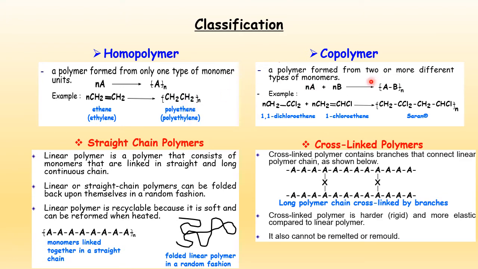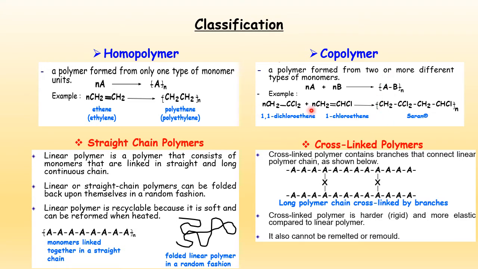Okay, copolymer is a polymer formed from two or more different types of monomer. For example, here there are compound A and compound B. When they join together, it will form the polymer AB. So we can use the example of 1,1-dichloroethene, and react with one chloroethene, and then form saran. Okay, this is the polymer of the combination of 1,1-dichloroethene and chloroethene. Okay, later we are going to learn how to join them together.